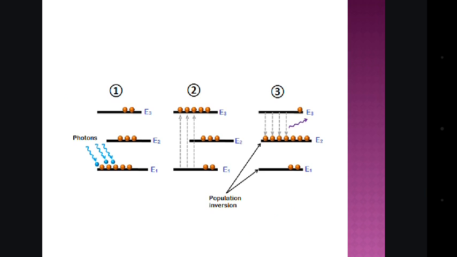When the emitted photons interact with the electrons in the metastable state, they forcefully make those electrons fall into the ground state, that is E1. As a result, two photons are emitted. This is called stimulated emission of radiation. When these emitted photons again interact with the metastable state electrons, then four photons are produced. Because of this continuous interaction with the electrons, millions of photons are produced.